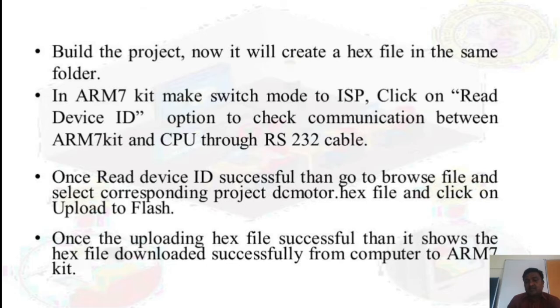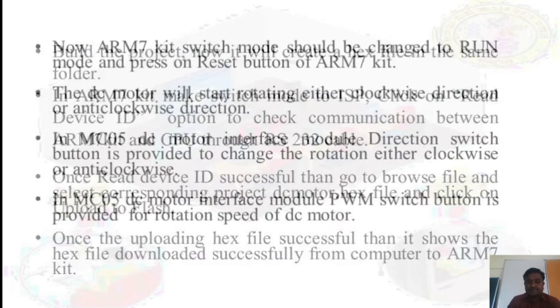In the ARM7 kit, make the switch mode ISP. Click on the read device ID option to check communication between the ARM7 kit and the CPU through the RS232 cable. Once read device ID is successful, go to browse file, select the corresponding project DC motor.hex file and click on upload to flash. Once uploading the hex file is successful, it shows that the hex file was downloaded successfully from the computer to the ARM7 kit.